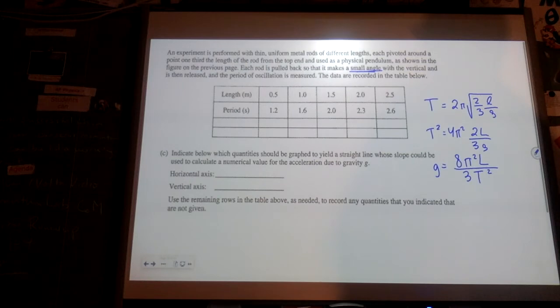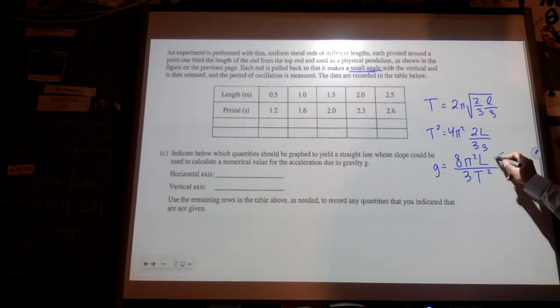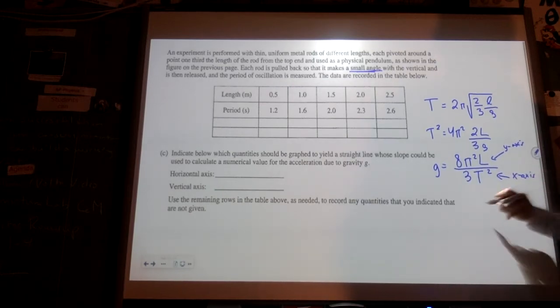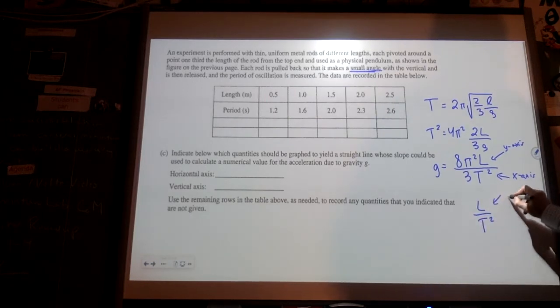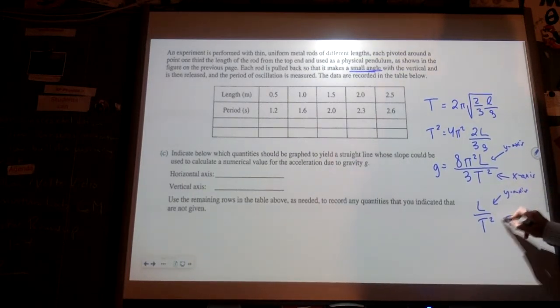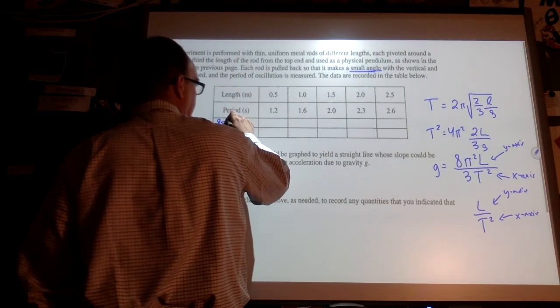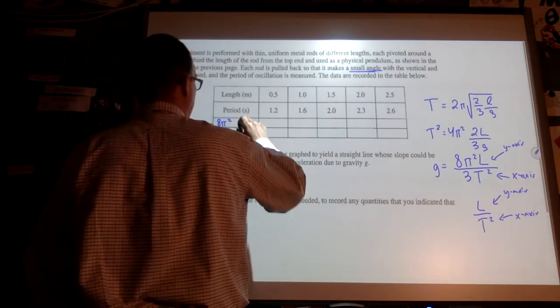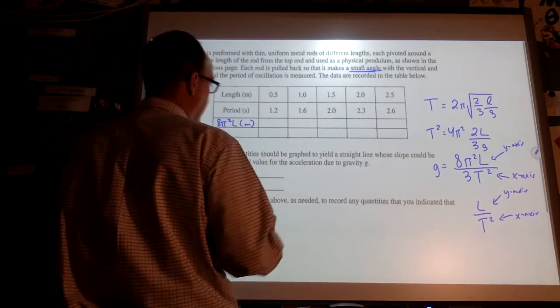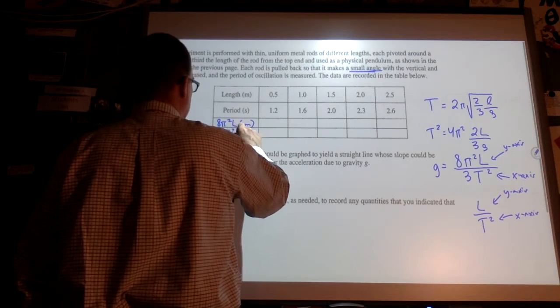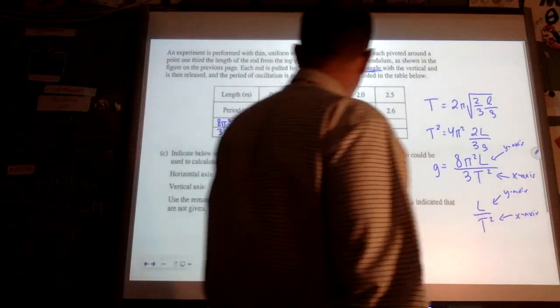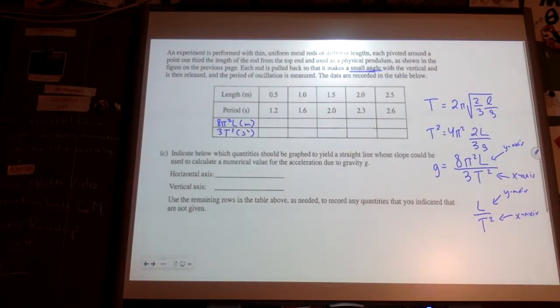And then I can either graph this whole thing as my y-axis and this whole thing as my x-axis, or I can just graph L and T squared. And because it's a constant, right? 8 pi squared over 3 is going to be a constant. So I'm going to do 8 pi squared L. That's going to be in meters. And I'm going to do 3t squared, and that's going to be in seconds squared. So we need to write what it is, and we also need to write what the units are. So let me crunch these out.